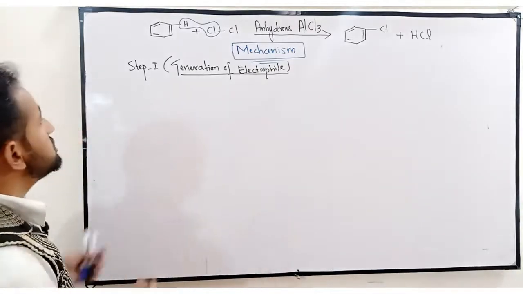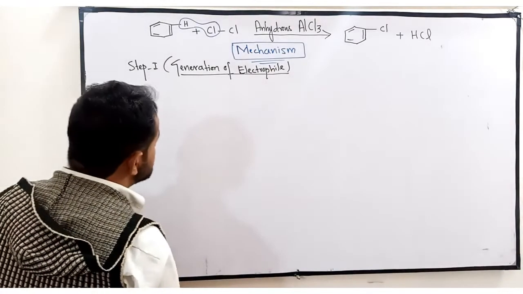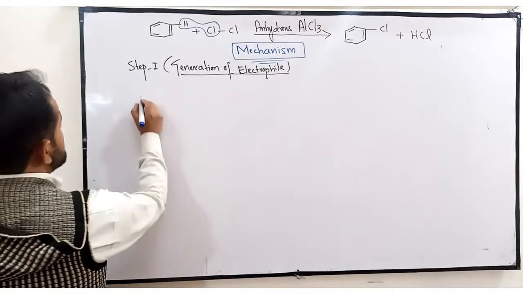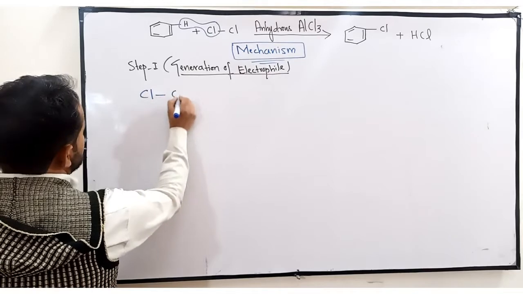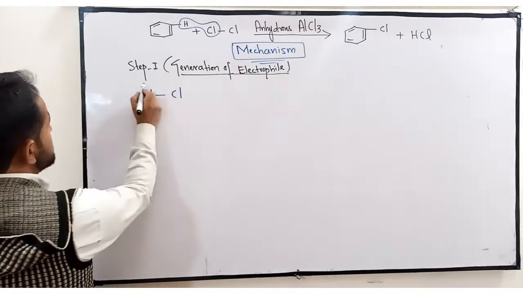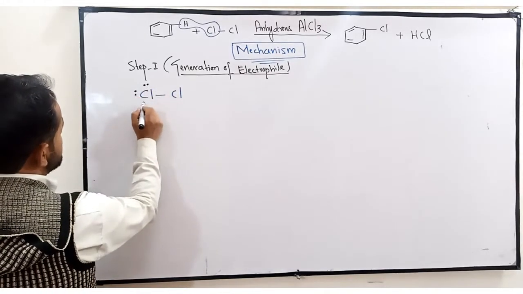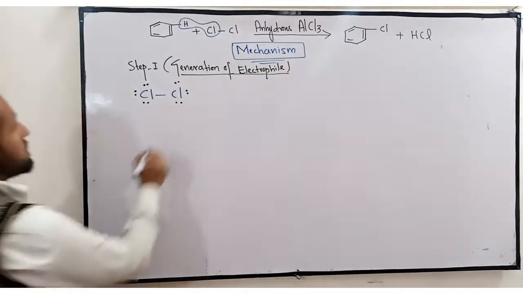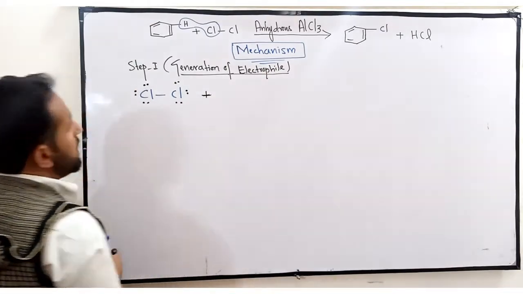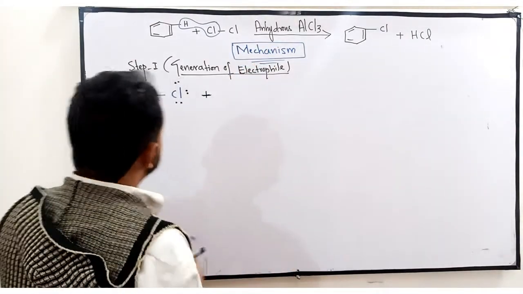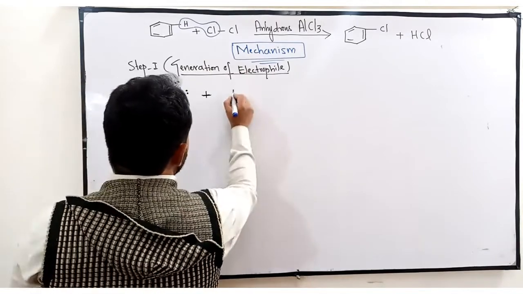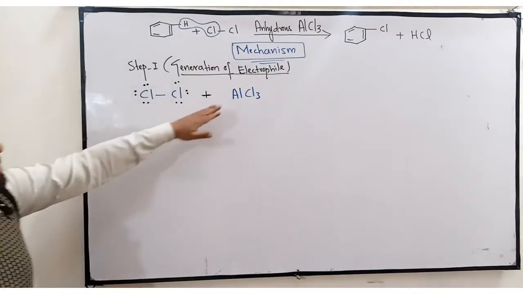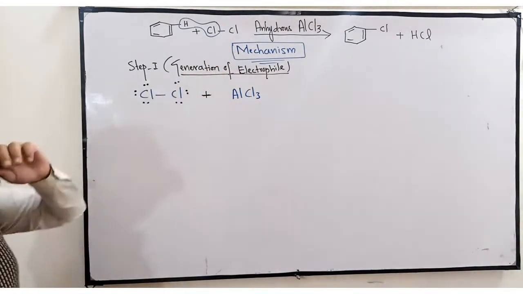Now we will explain the detailed reason. Suppose this is a chlorine molecule. We know that each chlorine atom possesses 3 lone pairs of electrons. These are the lone pairs of electrons. With this chlorine, I am taking a Lewis acid, that is AlCl3 in this reaction. Aluminum trichloride is the Lewis acid I am using.